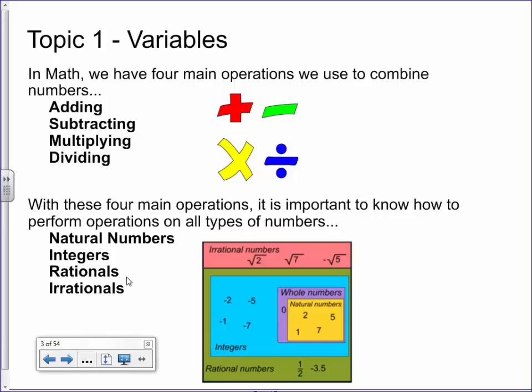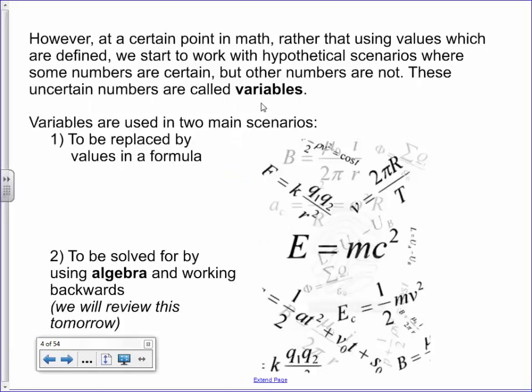Rationals is kind of an overarching term for things that you can write as a fraction. 1.3 repeating would also count. 4 over 3 is the same thing. Irrationals is kind of what we work with a bit, then well, what if it's a square root? Can you handle that? Our goal now, though, is to take that and start adding on variables.